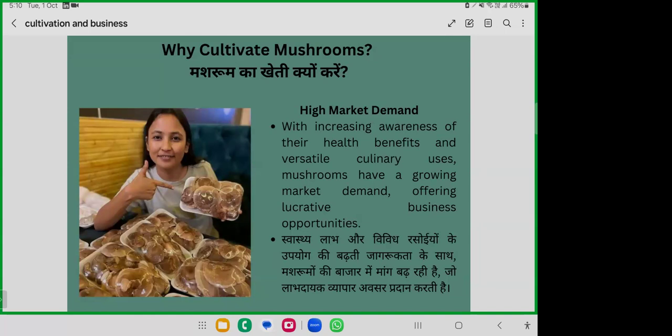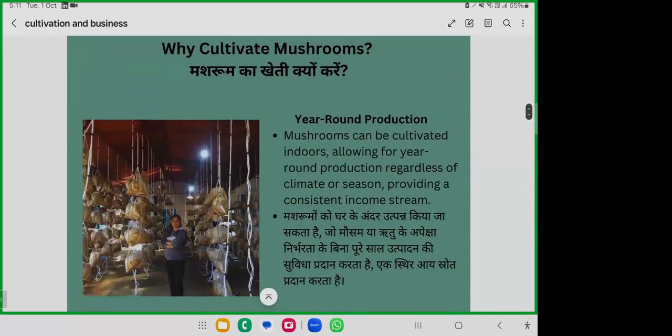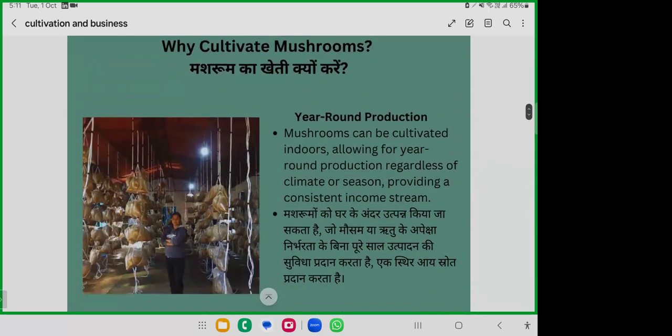It means 365 days in a year, and the life cycle, the cultivation cycle, is very short. Like oyster mushroom, you can have your crop within 20 or 25 days. So the duration is short, and it also has very high market demand. Then year-round production: as I told you, mushroom can be cultivated indoors, allowing year-round production regardless of climate or season, providing a consistent income stream.